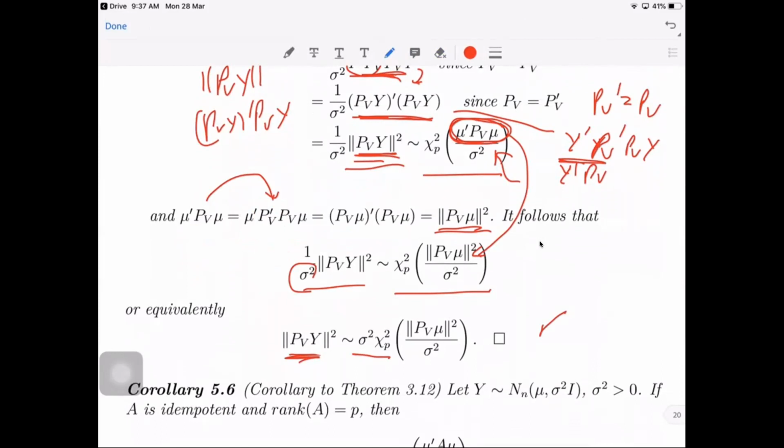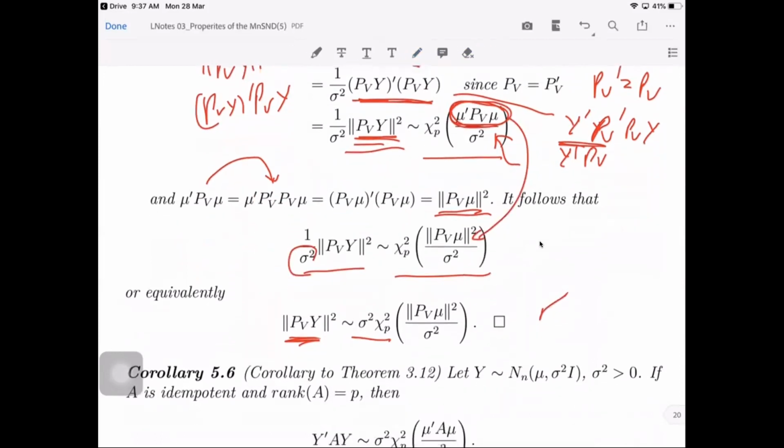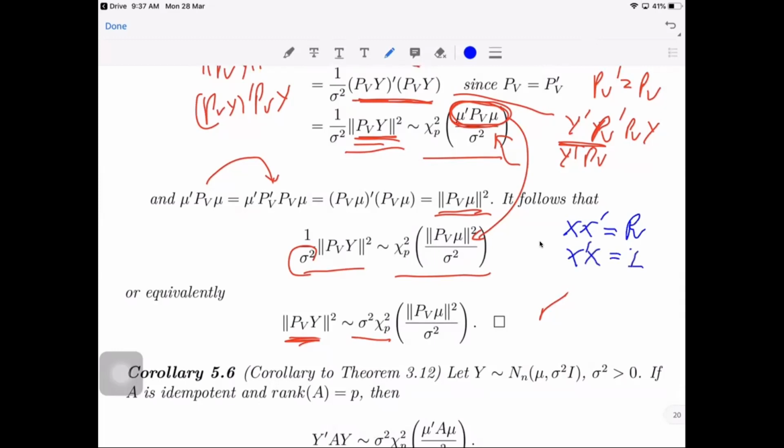Question? So results used here: x prime is PB, then x prime x is I, PB square is just PB, and PB prime is just PB. No? So it's a repeated use of those results.